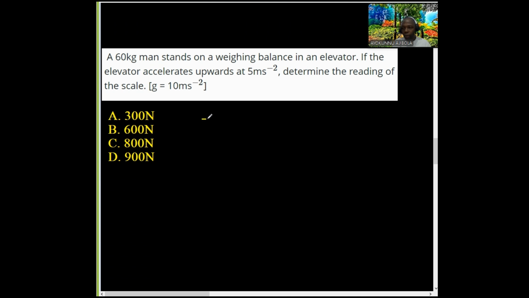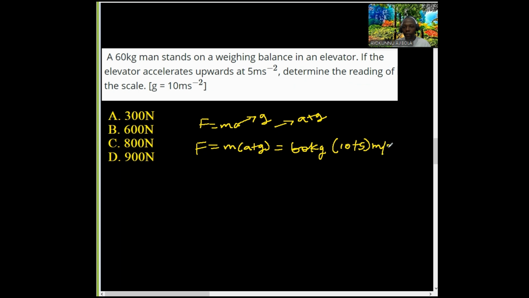You already know that F equals MA, but this time the A is going to include G. Because it accelerates upward, it will be A plus G because it's going to be heavier. Then we have F equals mass times A plus G, and the mass is 60. Acceleration is 5 plus 10, which is 15 meters per second squared. So 60 times 15, that would be 900 Newton.